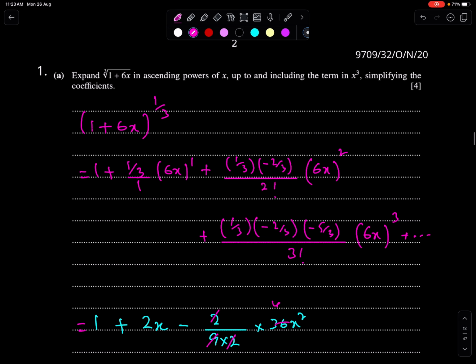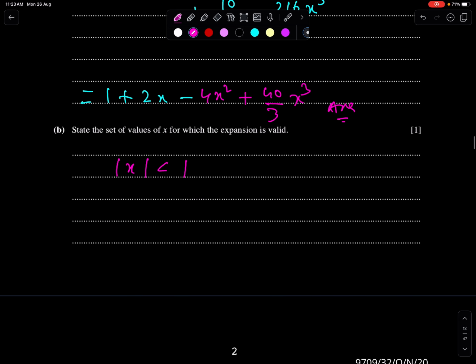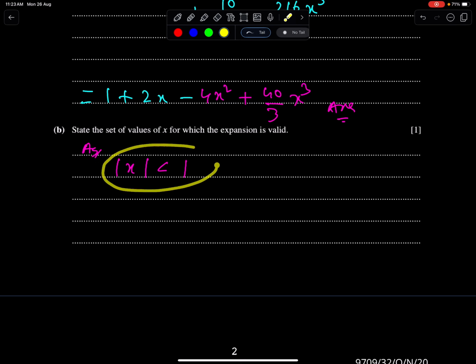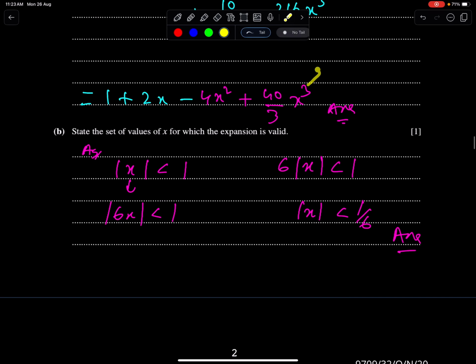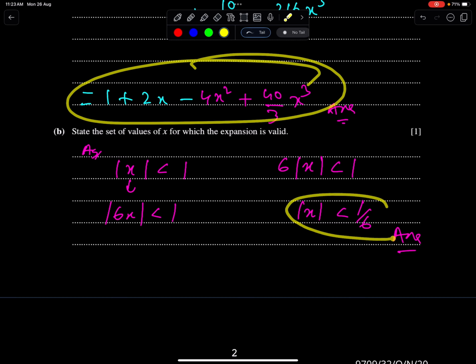Now the second term is 6x. For this part we use this result. The expansion is valid for these values of x, and then replace x by second term of the expansion, which is 6x. Now solve this inequality for modulus x. So bring 6 outside the modulus, and modulus x is less than 1 upon 6. So this expansion is valid for these values of x.